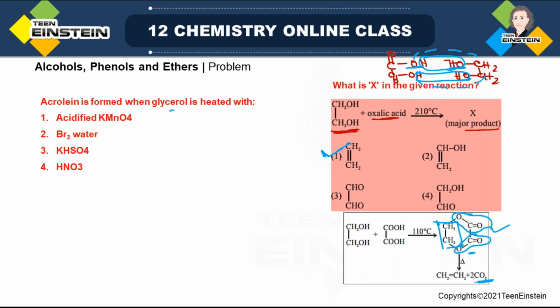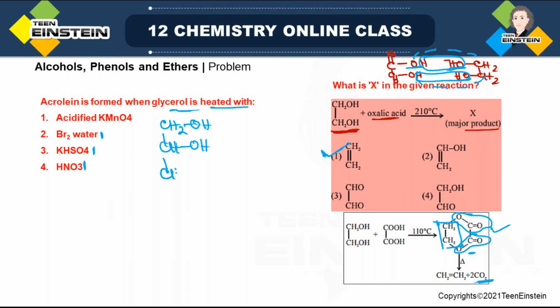Acrolein is formed when glycerol is heated with which of these reagents? Now, glycerol, remember, here HNO3 is an oxidizing agent, KHSO4 is an oxidizing agent, bromine water is an oxidizing agent, acidified KMnO4 is also an oxidizing agent. And glycerol means there are a total of 3 OH groups.